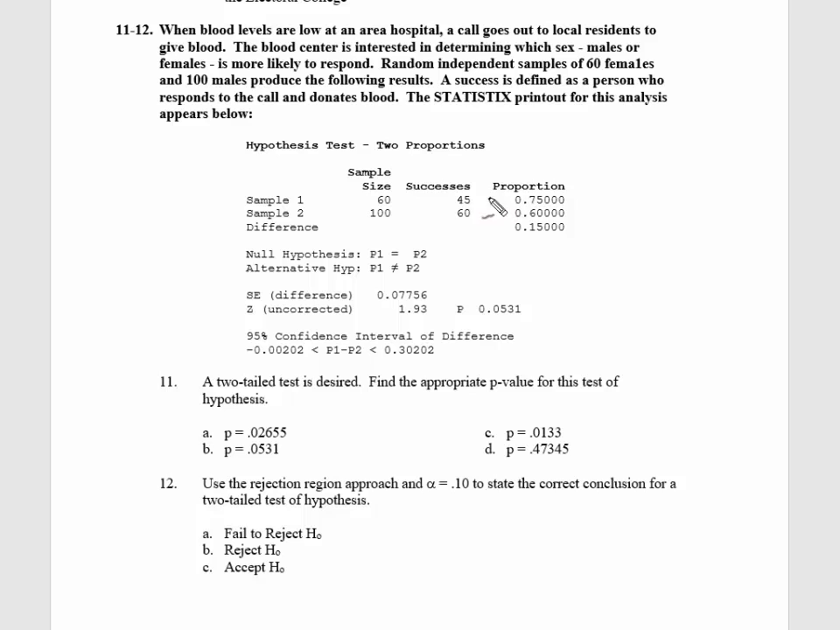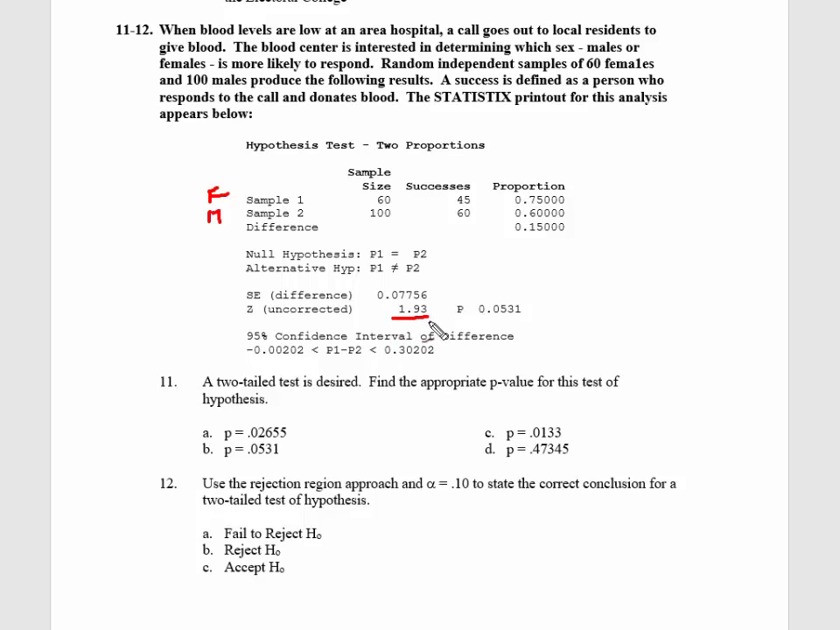And so you can see I have 60 of the first group, 60 females. First group is females. I probably should have put that in there, but I'll just put F there. And then the second group is the males, and there's 100 of them. And let's see, a two-tailed test is desired. I want to do two-tailed, find the appropriate p-value for this test.